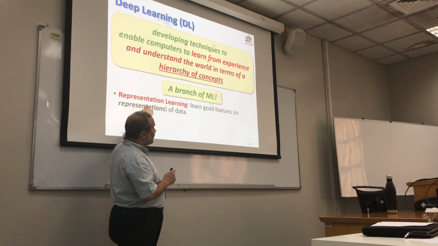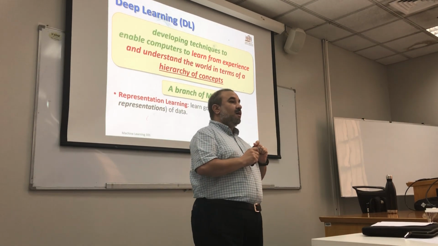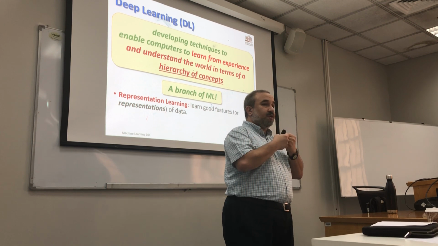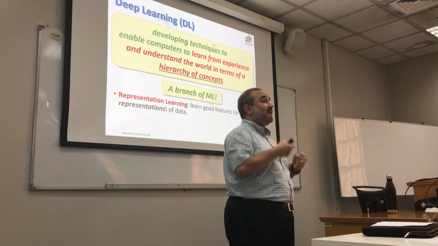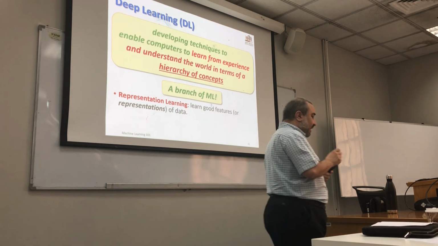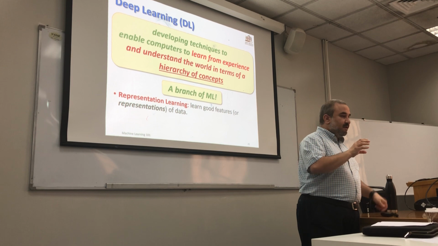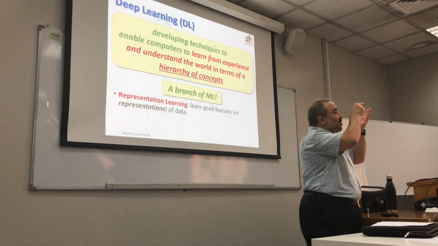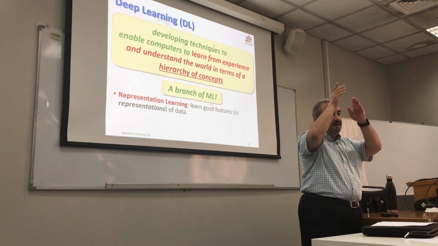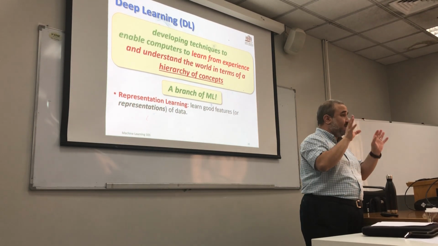There's something called representation learning, which means that we want computers to learn representations automatically. Instead of telling the machine that there is an edge, looking at images, there is an edge here, and there is a line here, and there is a contour here, or a corner here, or something like that.